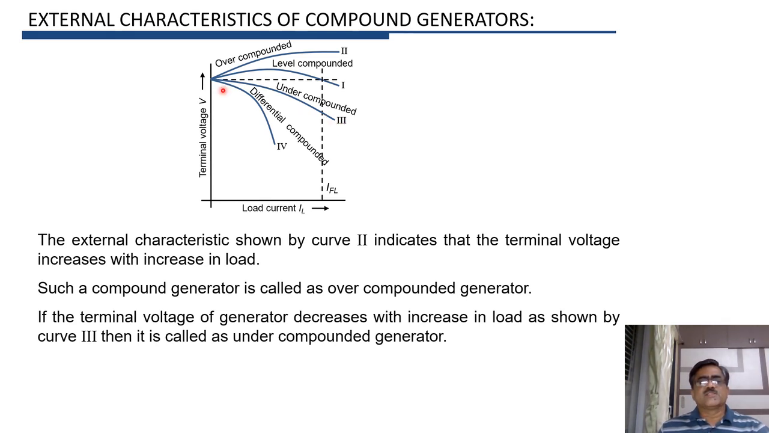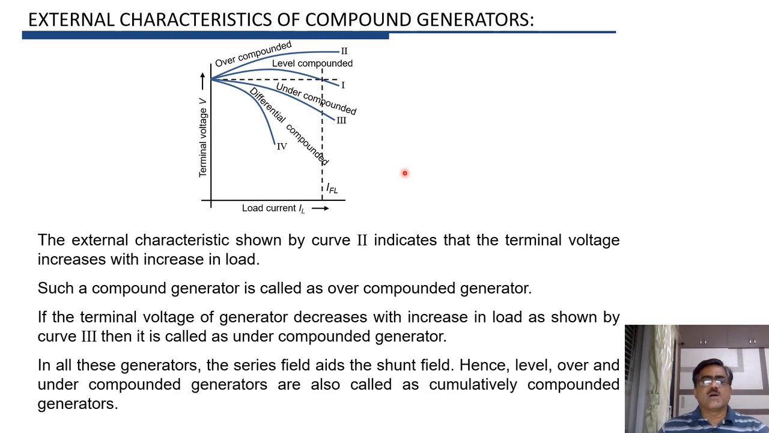Now see the characteristic curve 3. Now in this case, with increase in load, there is reduction in terminal voltage V. Means as load current increases, terminal voltage decreases. So such type of compound generator is called as under compounded generator. So the characteristic shown by this curve 3 is the external characteristic of under compounded generator.